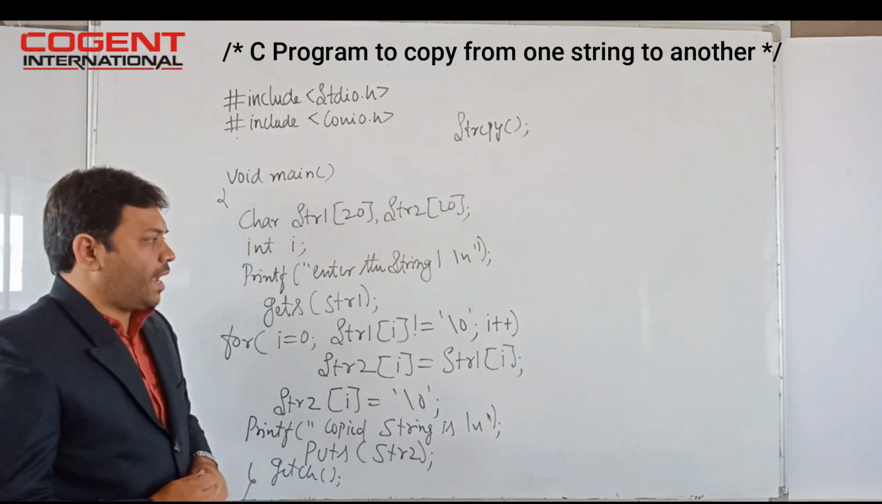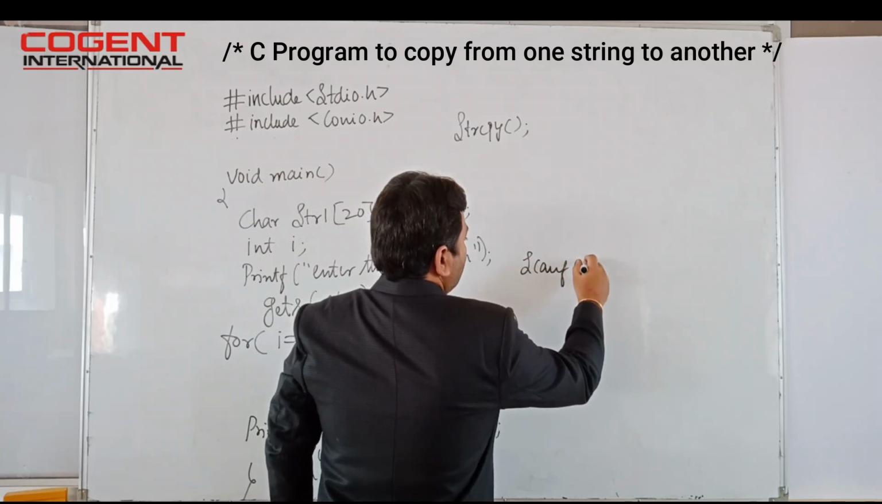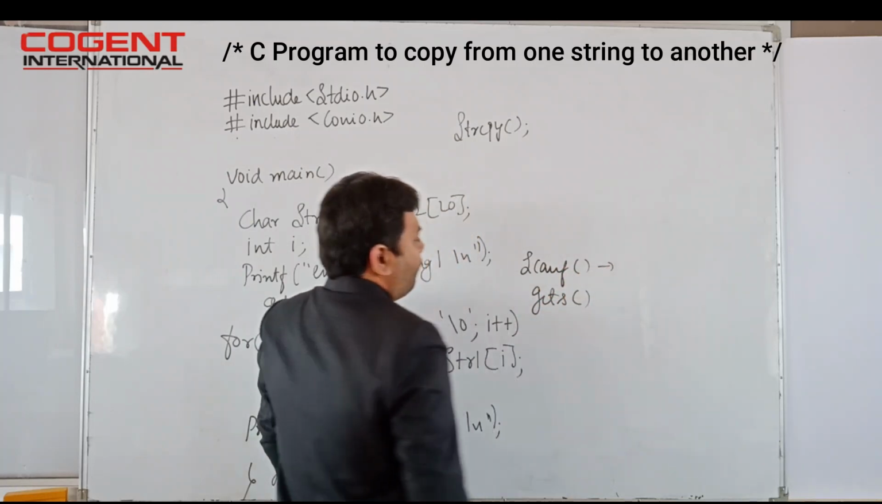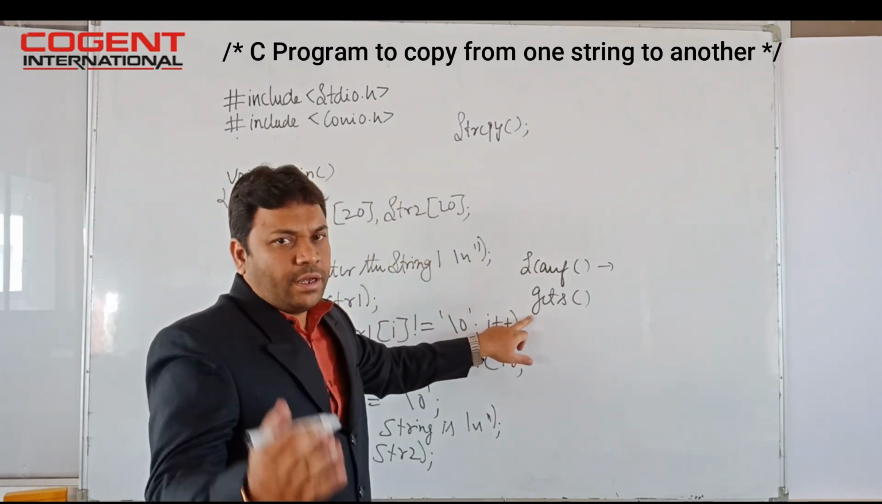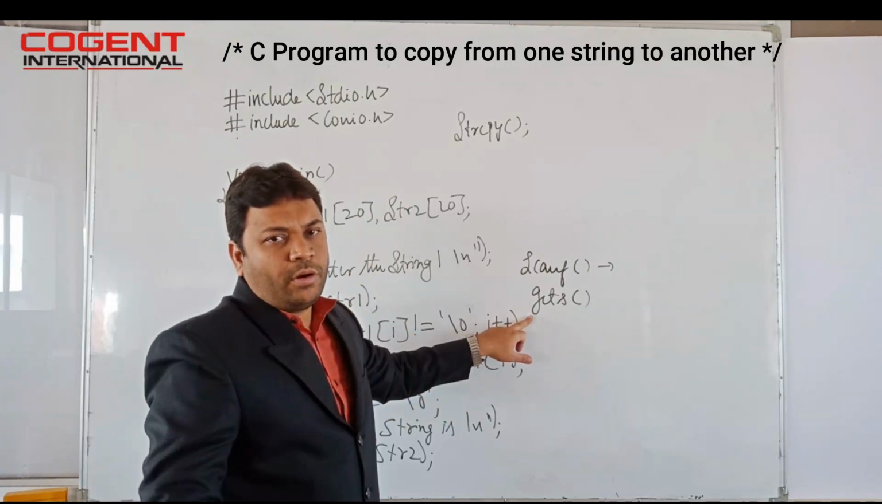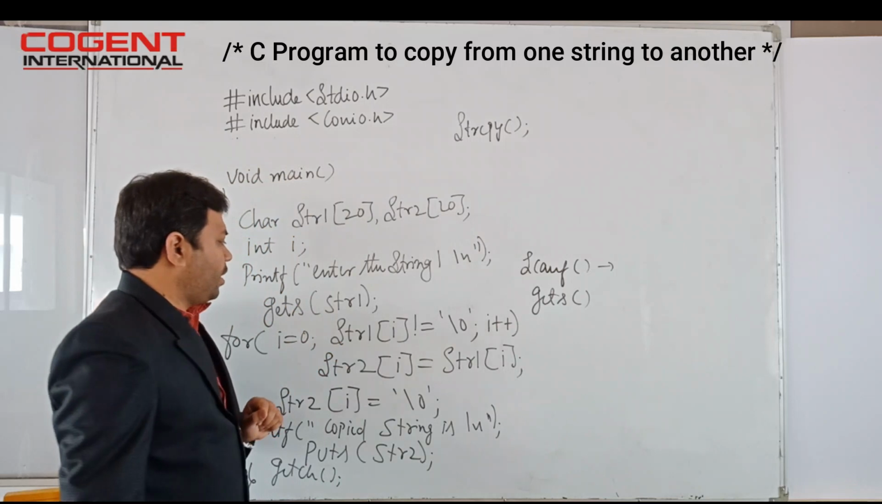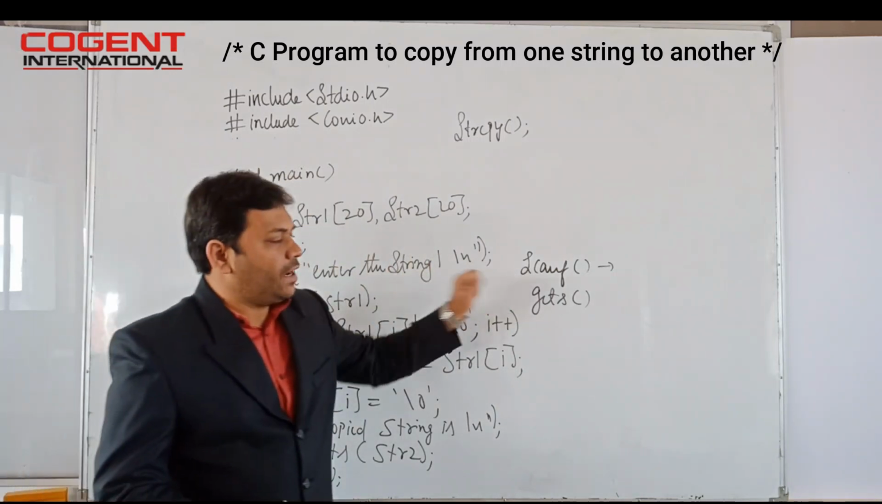So I can use scanf, or I can use gets function here. So this is a formatted I/O function, and this is an unformatted I/O function, as we have seen in the input output functions. So why am I using gets? Here you need to understand why I am using gets instead of scanf.